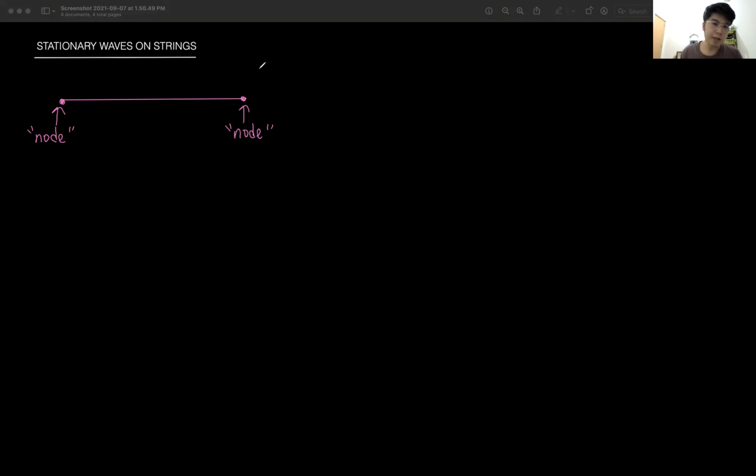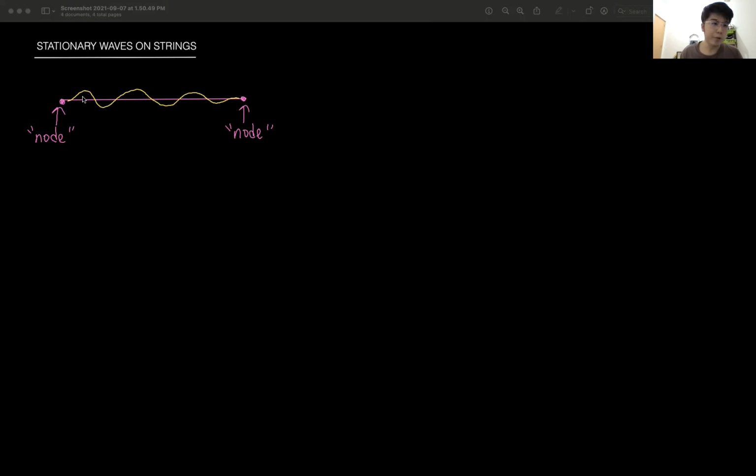Now, as I pluck the string, I will create a wave that travels along the string, from left to right. Now, what happens when the wave hits the node? When the wave hits the node, it will be reflected back, right? And as it reflects back, it will superimpose with the original wave that you created.